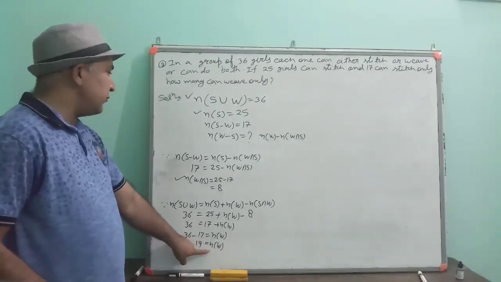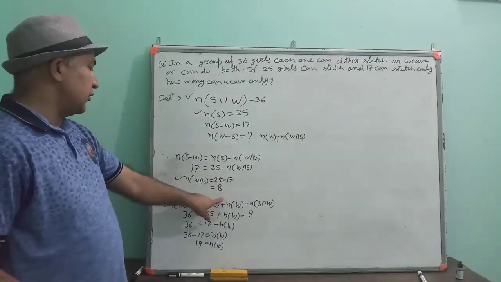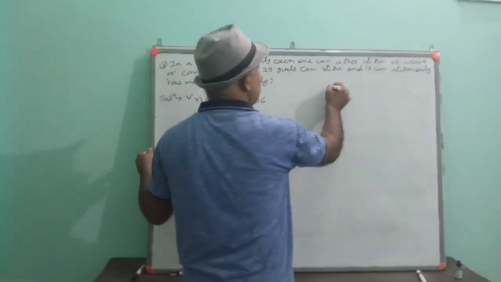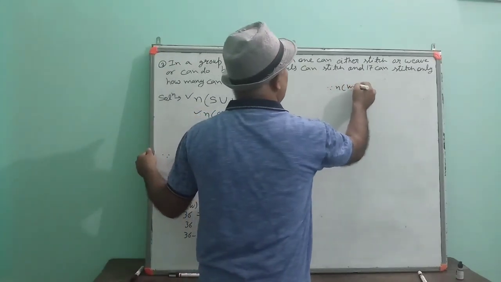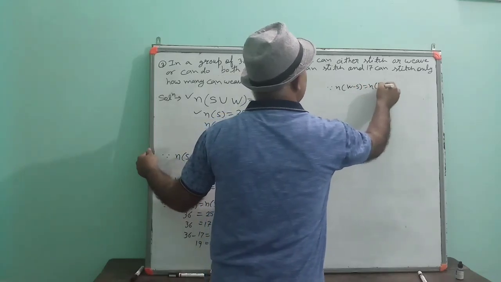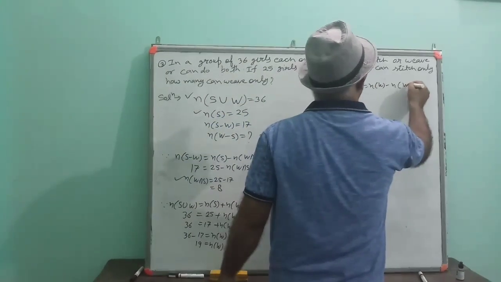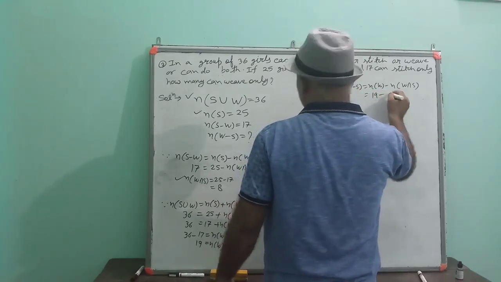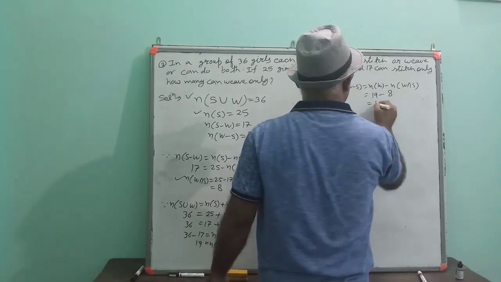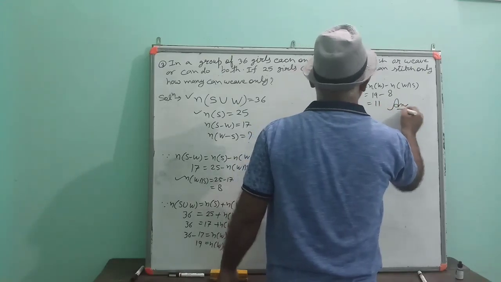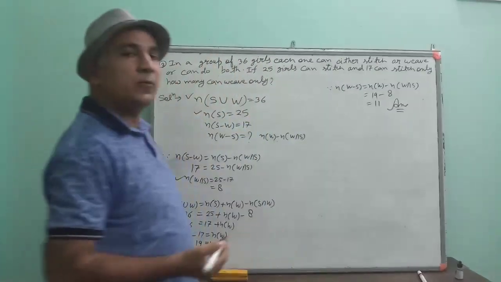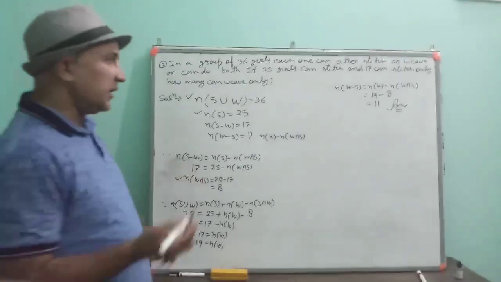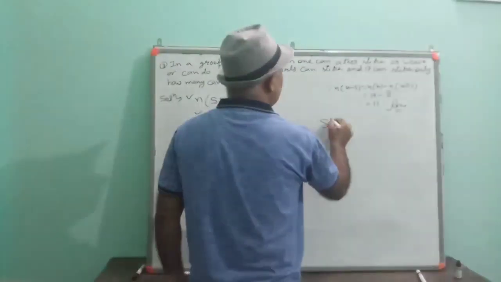Now we have got NW also and intersection also. By using these two, we can get the NW minus S. Therefore, NW minus S is equal to NW we have got 19 and this we have got 8. Means 11 girls can weave only. Understood? This is a long question. There is a shortcut method also.